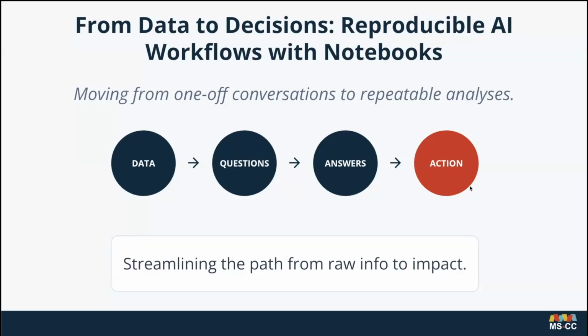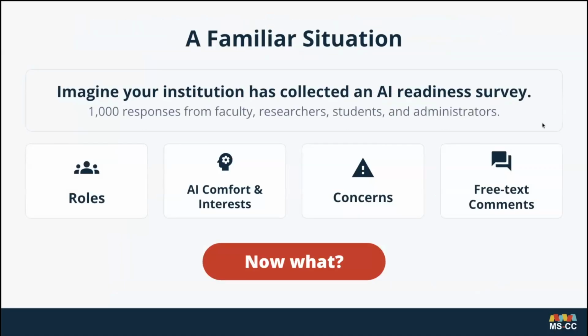The challenge is that the pathway from the raw data that you collect to reliable decisions is often really messy. While it looks very simple on paper, right here on the slide, the reality is that the process is often messy. AI can absolutely help, but the question becomes, how do we do this in a way that's repeatable, trustworthy, and reproducible?